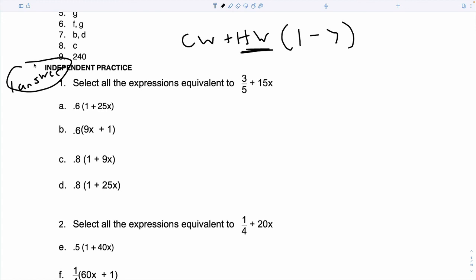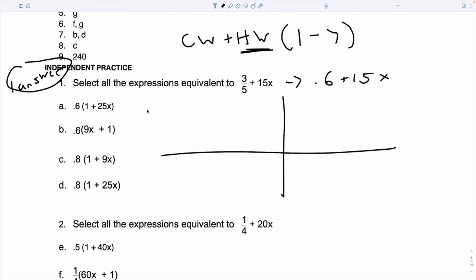Let's get started. I'm going to give you a head start if you were stuck. Here's your boost for your homework. 3/5 plus 15x is the same as 0.6 plus 15x. I'm checking 0.6, and let's check A first. That looks pretty promising. 0.6 times 1 plus 25x. What is 0.6 times 1? It is 0.6. What is 0.6 times 25?